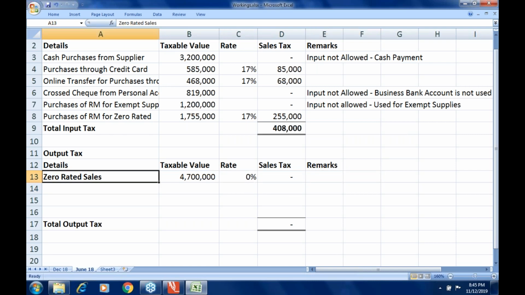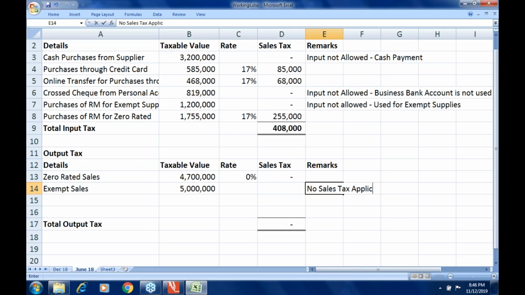Now, the next thing that we have is exempt sales. When we have exempt sales, it's going to be 5 million, and there's going to be no sales tax applicable. I'm not even mentioning zero here because no sales tax is applicable on it.